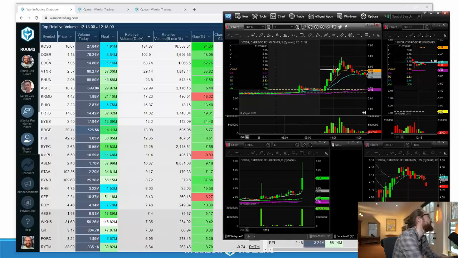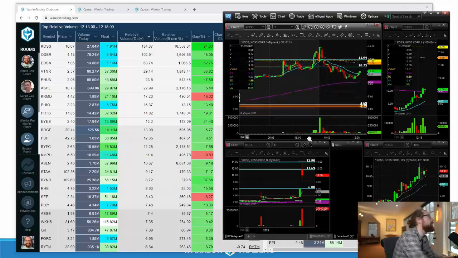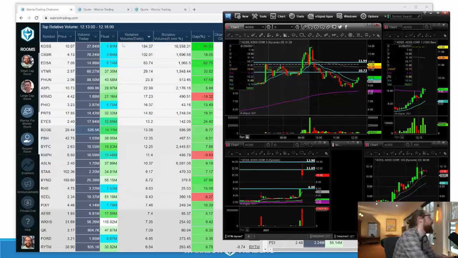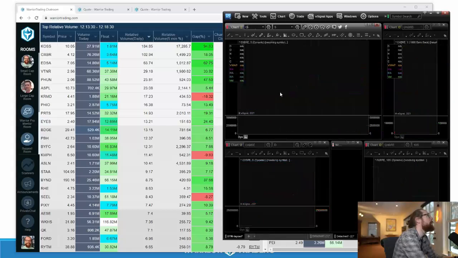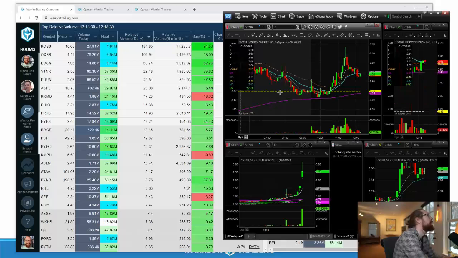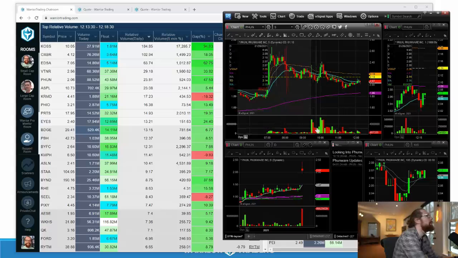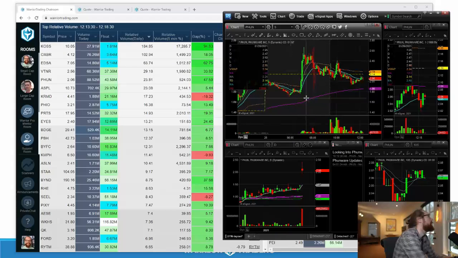So COS, OXBR, EDSA. If you're going to spend your afternoon reviewing charts, it's usually best to look at the top 5 or 10 relative volume leaders. So that's COS today, OXBR, EDSA, VTNR, and PHUN. Some of them are going to be more obvious than others. You can tell the difference in price action between the lower float stocks and the higher float stocks.